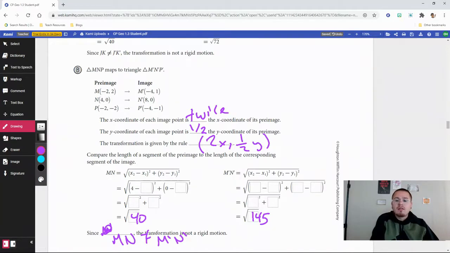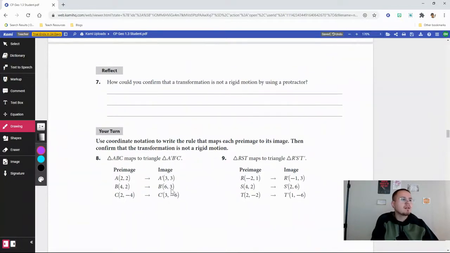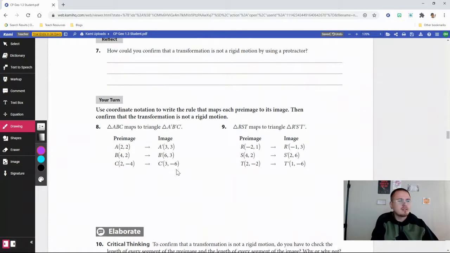So, the big takeaway here is if it's not a rigid motion, it's going to look different. The size will be different. That's usually the best way to determine it. There are a couple other things, but the size doesn't change. The length doesn't change. A couple of your terms.